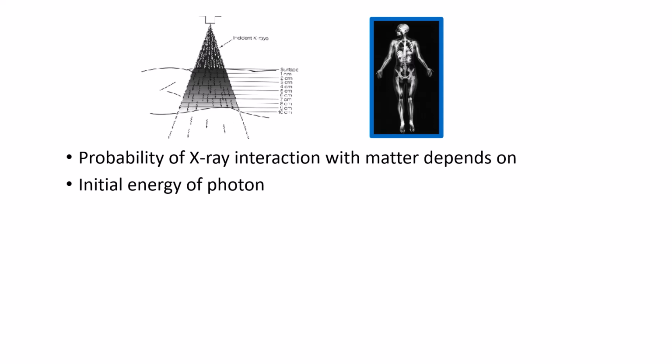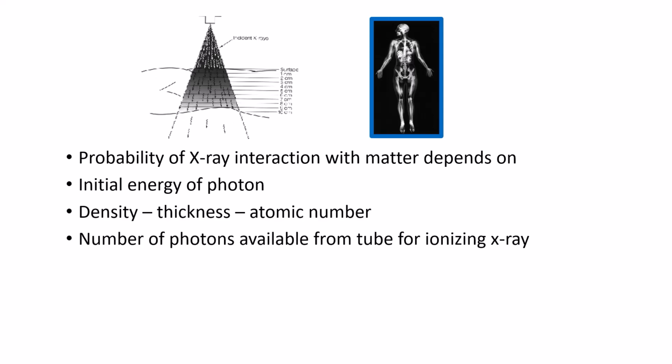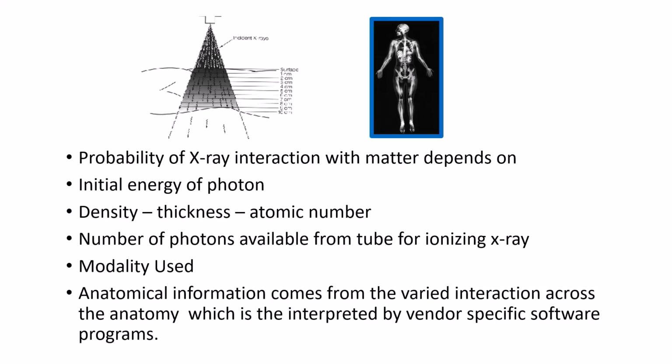The probability of interaction with matter depends on the initial energy of the photon, density and thickness and atomic number of the tissues, and number of photons available. Also, the anatomical information comes from the varied interactions across the anatomy.